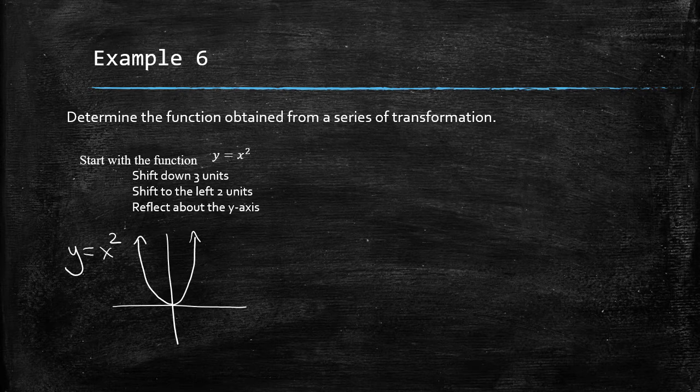We want to shift it down 3 units, to the left 2 units, and then reflect it about the y-axis. Okay, so the first two we can do together. Let's shift this parabola down 3 units and also to the left 2 units. So I was at the origin, down 3, and to the left 2. I'm now at the point -2, -3, right? And then it still opens up from there.